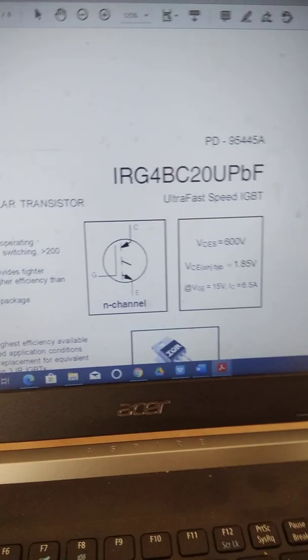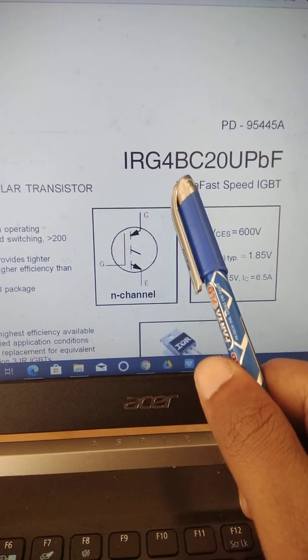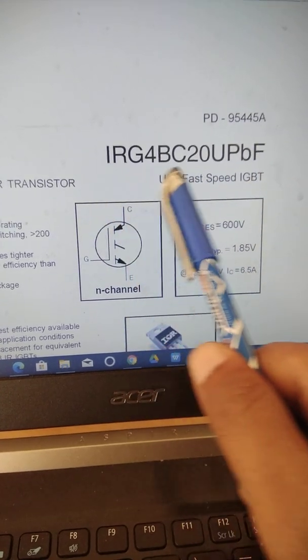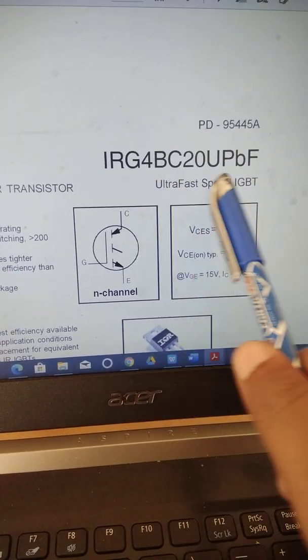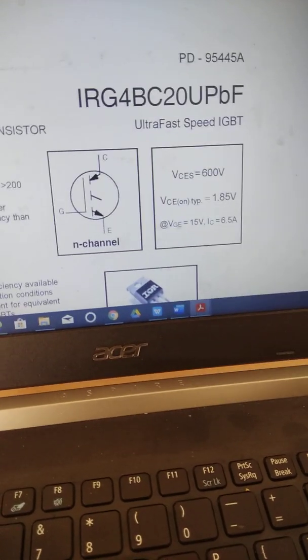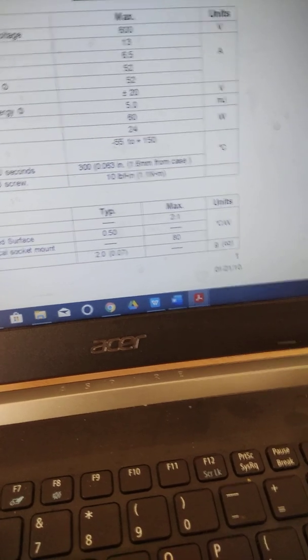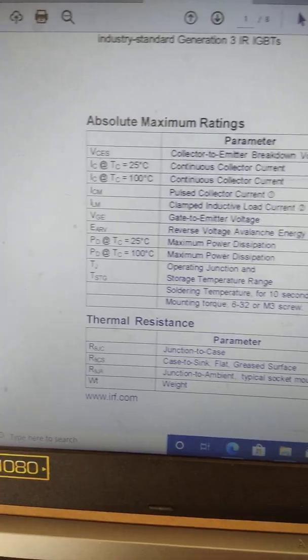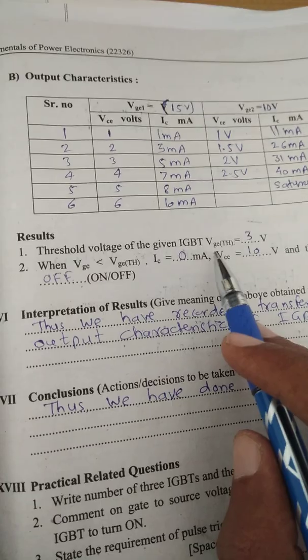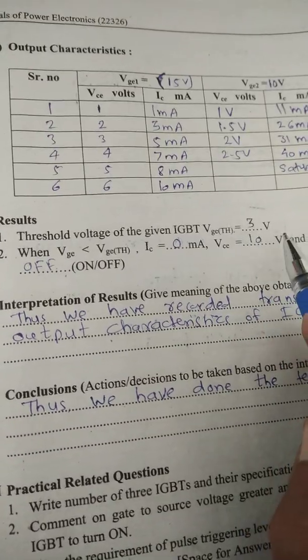This is the data sheet for the IGBT IRG4BC20UPBF. This is the number for the IGBT, and this data sheet is available online. From this data sheet we can note the maximum ratings as well as the thermal resistance of this IGBT. The threshold voltage for this IGBT is 3 volt.